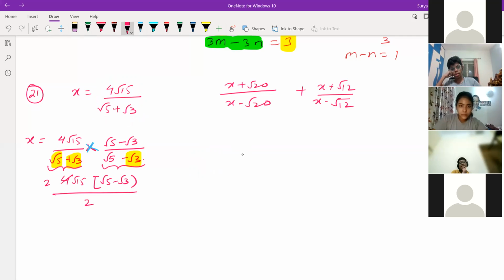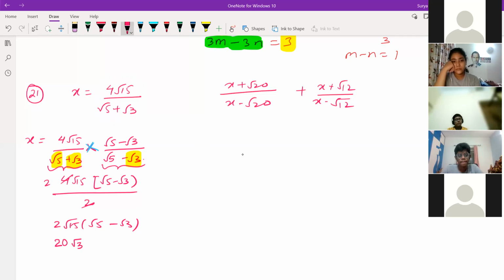Now 2 2s are 4. So 2 root 15, and inside root 5 minus root 3 is there. Now if you multiply, what do you get? 2 root 15 and root 5. What will you get, Nihar? Root 75. See, 2 root 15 and root 5, what do you get? 2 root 75, so it should be 10 root 3. Okay, wait, 1 minute.